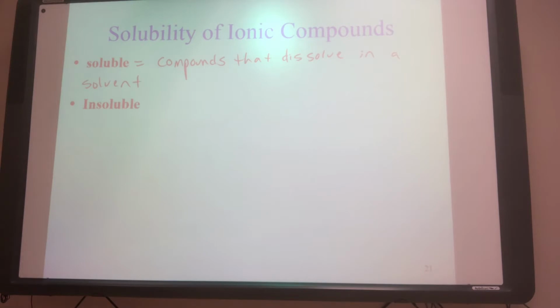If I say something is soluble, I would have to say, like, NaCl is soluble in water. So I would have to say what the compound, the solute, is that I'm referring to as being soluble, and what it is soluble in. So I have to name the compound and the solvent. If it will dissolve, it's soluble in that solvent. If it's insoluble, then these are compounds that do not dissolve in a solvent.